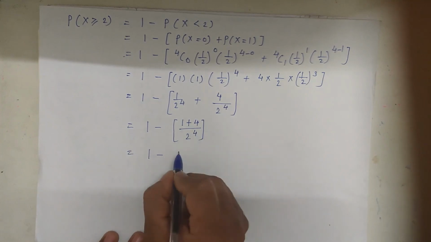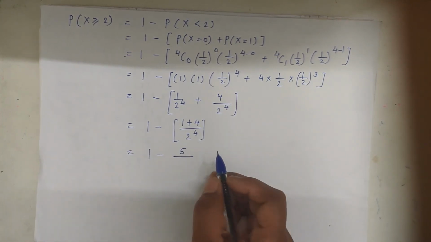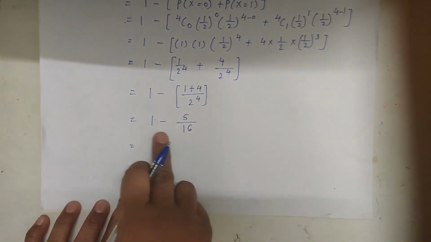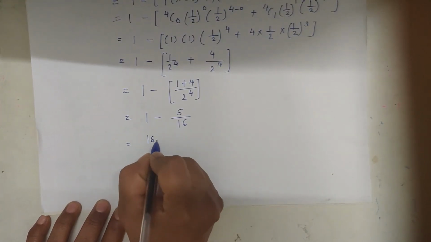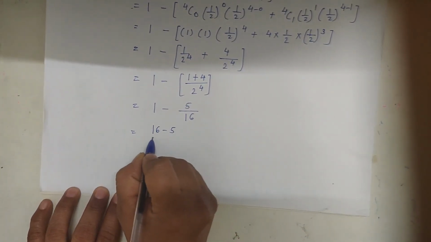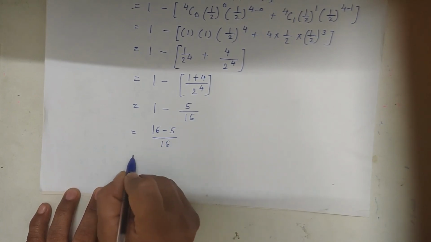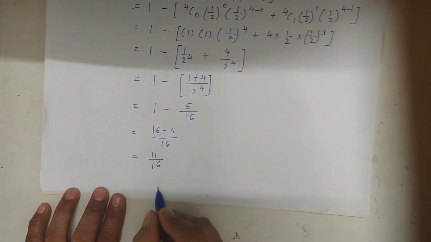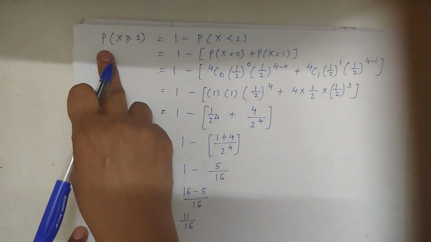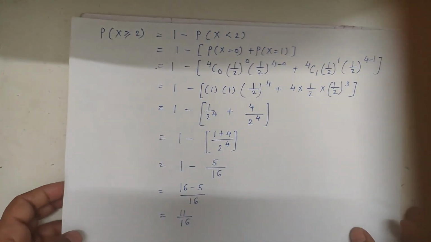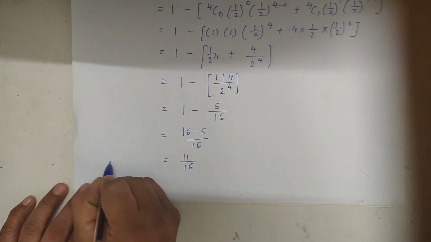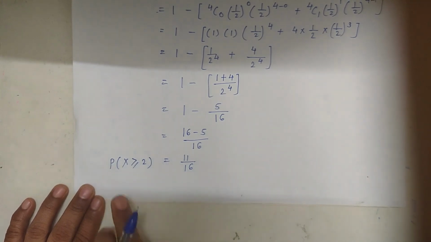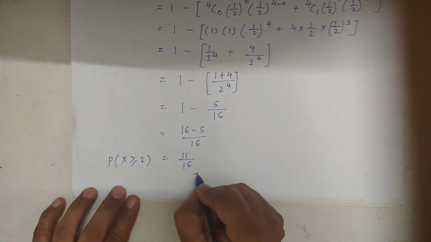1 minus (1 plus 4), 5 by 2 raised to 4. The value of 2 raised to 4 is 16. So 1 minus 5 by 16 is equal to, by cross multiplying, 16 minus 5 divided by 16, which is 11 by 16. So the answer for the probability of x greater than or equal to 2 is equal to 11 by 16.